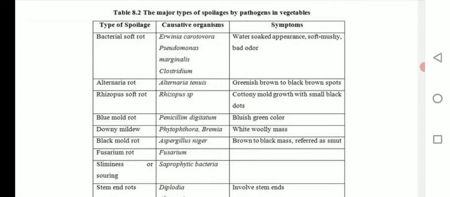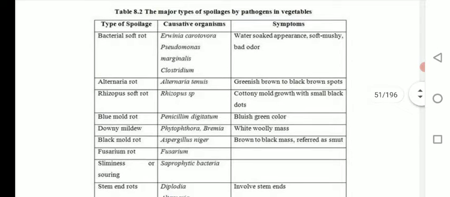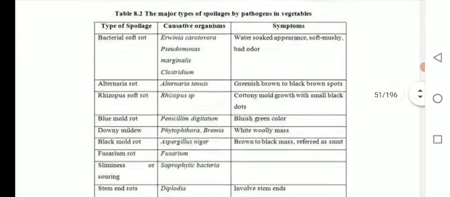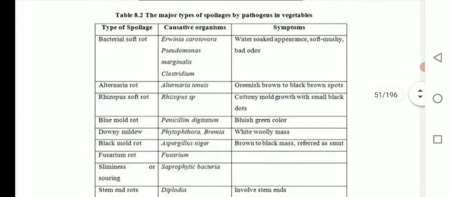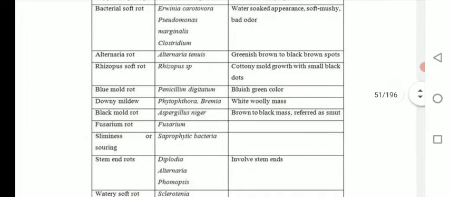In case of type of spoilage, you can see bacterial soft rot, and it is caused by Erwinia, Pseudomonas marginalis, and Clostridium species of bacteria. And the symptoms you can observe in this kind of spoilage are a water soaked appearance and soft mushy texture with bad odor. By observing these symptoms, you can conclude whether it is bacterial or fungal spoilage.